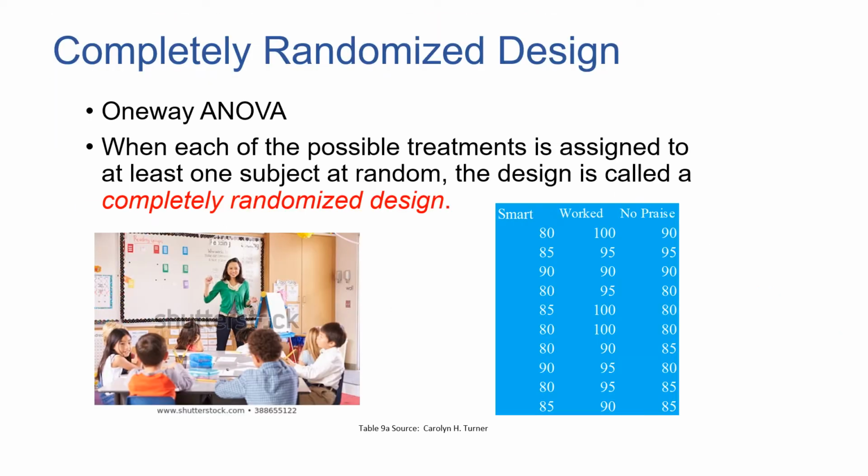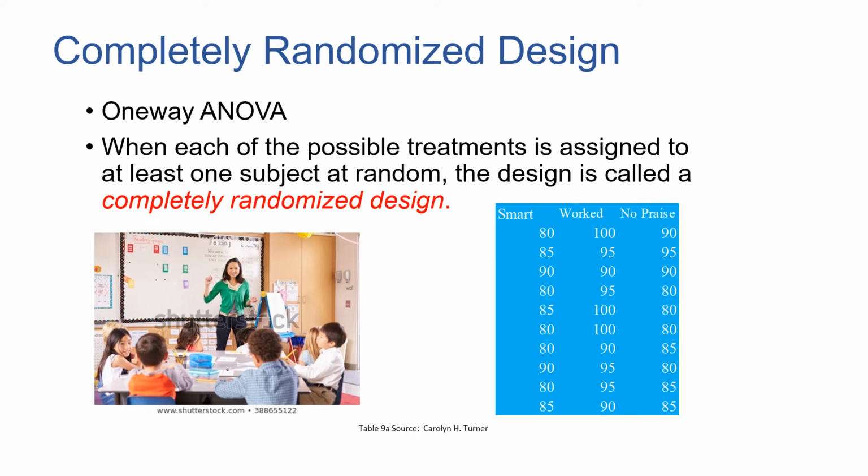The first type of design we're going to study is called completely randomized. It's also known as a one-way ANOVA. In this case, we have just one factor, and we're going to look at a study done by Dr. Carol Dweck from Stanford University. They took first graders and randomly assigned them to 3 different classrooms.